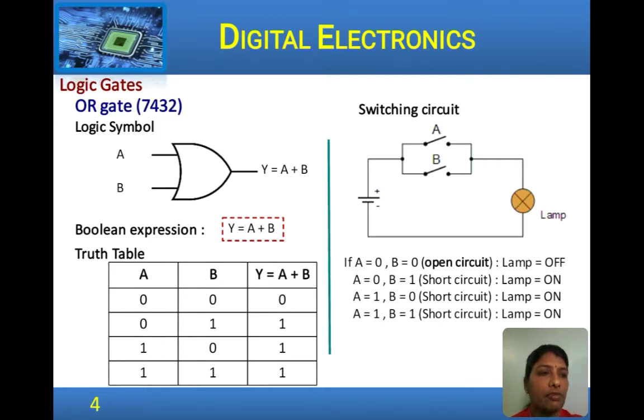The switching circuit for the same is shown. When A is 1 and B is 0, the lamp glows. Similarly, when A is 0 and B is 1, the lamp glows, and for both A and B being 1s, the lamp glows. Only when both A and B are 0, we do not have an output.